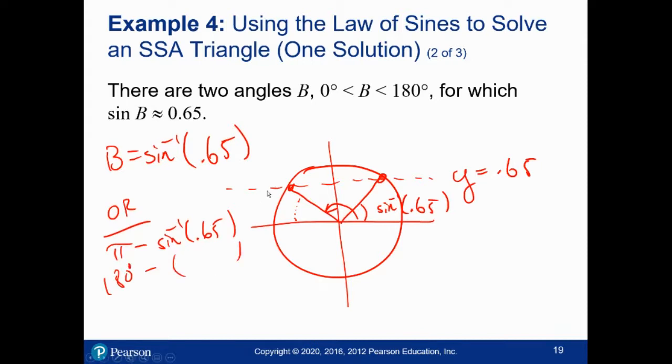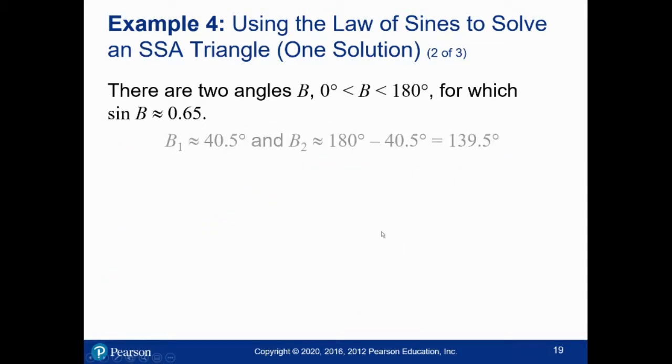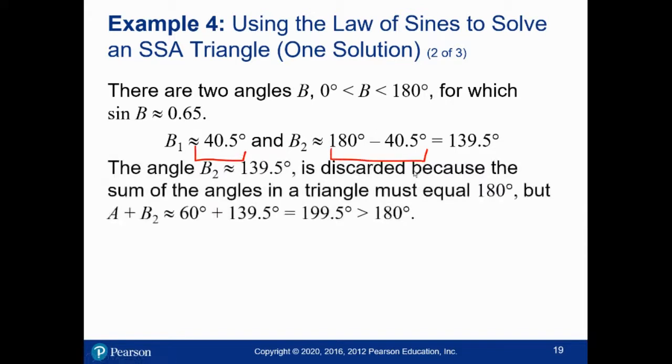So arcsine only gives you angles in quadrant 1 or 4. If you're also looking for something in quadrant 2, you're going to have to do one of these symmetry arguments to figure out what it is. So the arcsine of 0.65 in degrees would have told you 40.5 degrees, which means the other one is 180 degrees minus it. So here are 2 possible solutions.